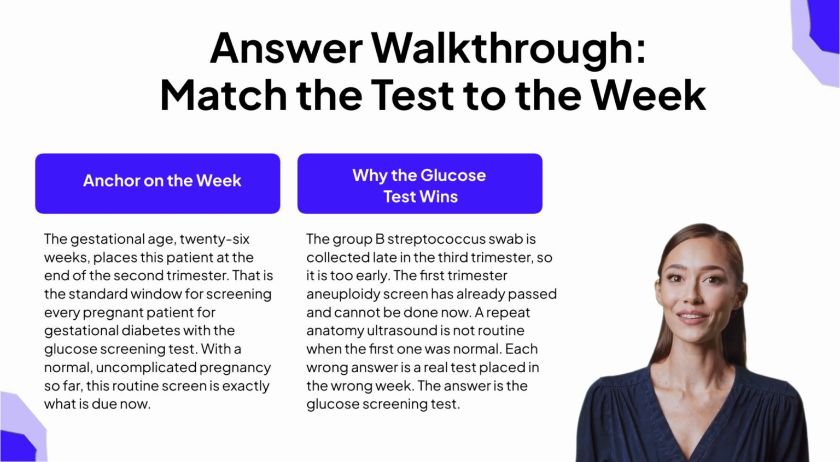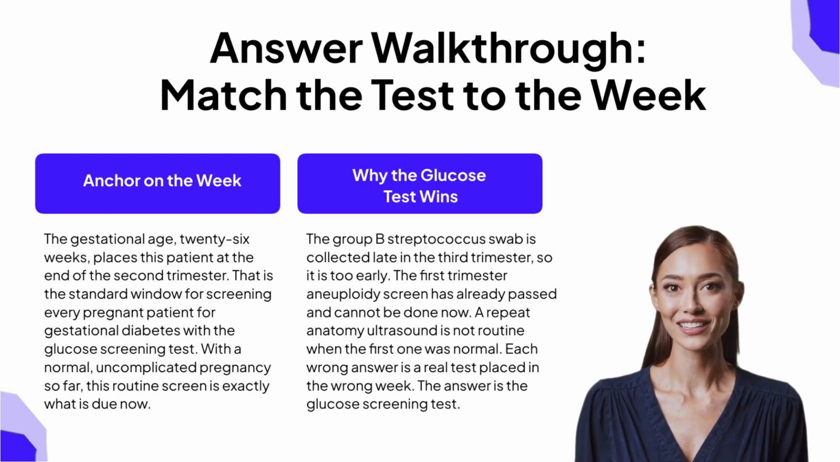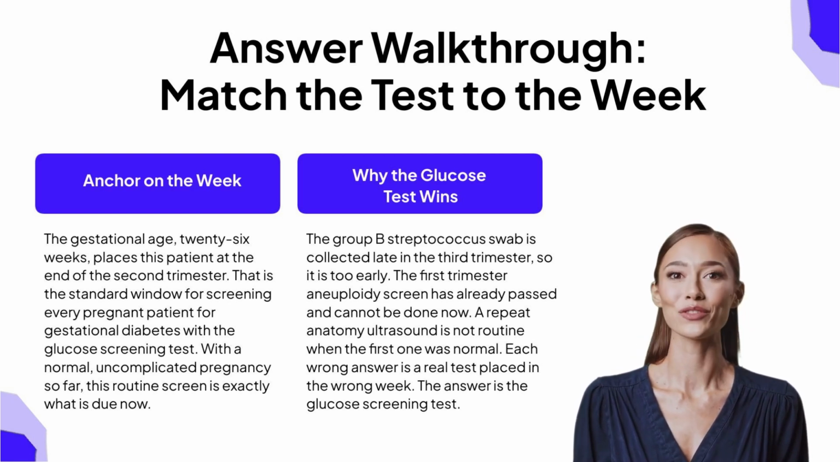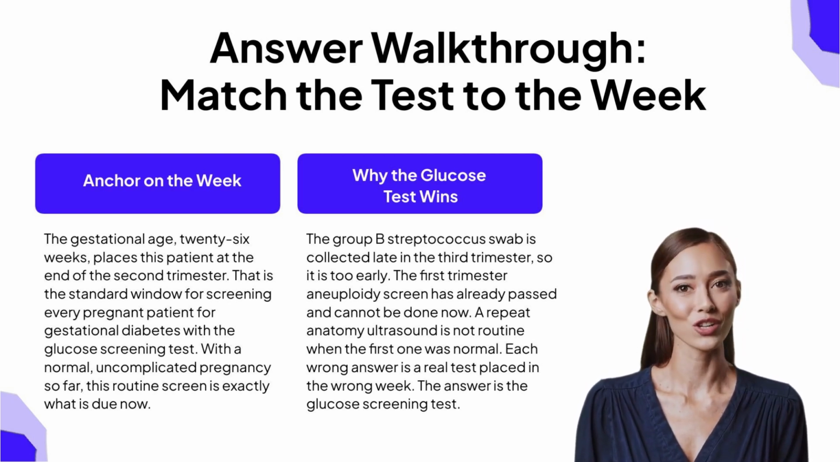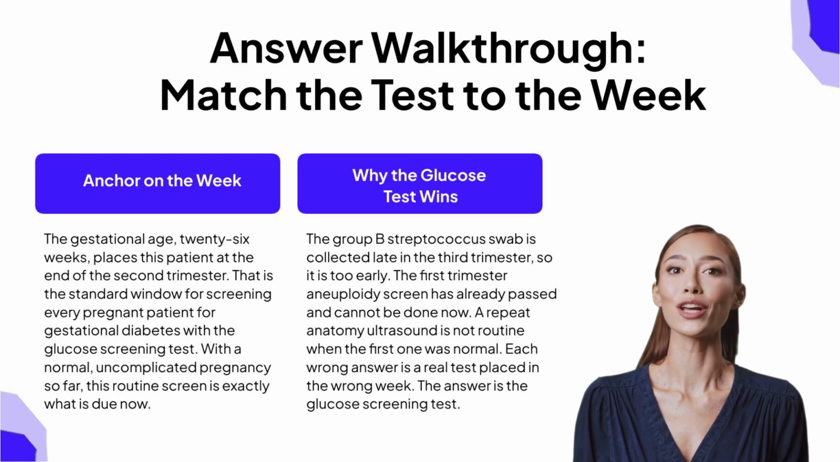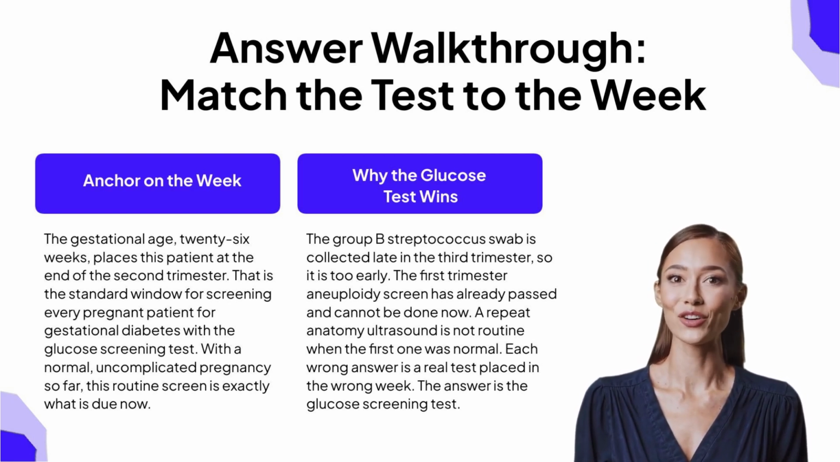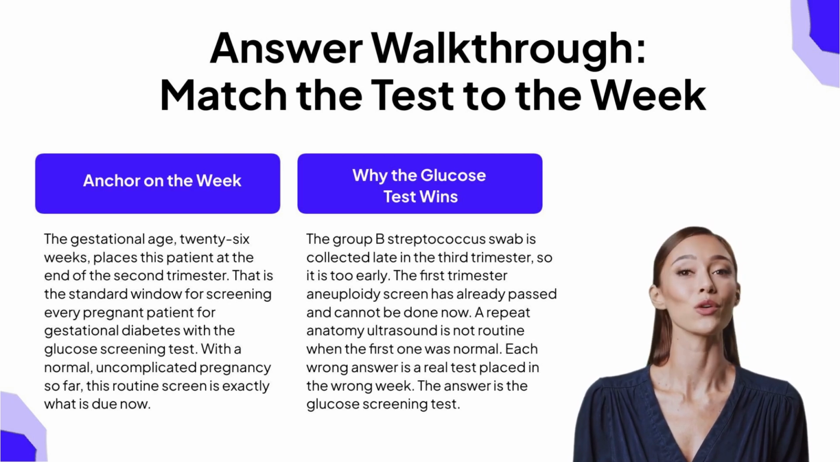Now let us see why the other options are wrong, and notice that each one is a real test simply placed in the wrong week. The swab for Group B Streptococcus is collected late in the third trimester, so it is too early here. The first trimester aneuploidy screen has already passed and cannot be done now. A repeat anatomy ultrasound is not a routine test when the first one was normal.